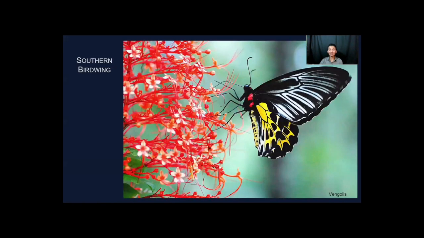And then, how can we forget the bird wings? This photograph here is that of a southern birdwing. Bird wings are the largest butterflies. Sometimes, from the corner of your eye, if you see a bird wing fly by, you may mistake it for a small bird until you get a good look at it.